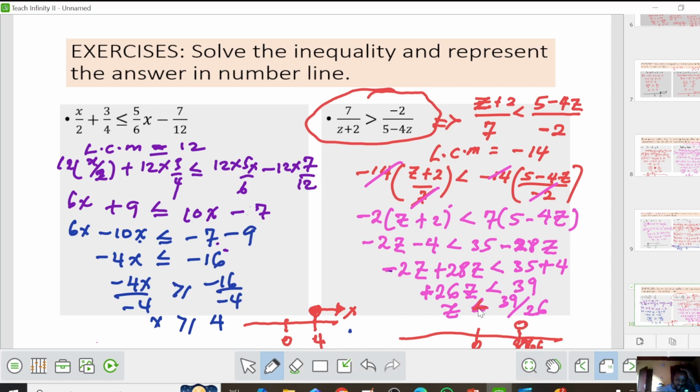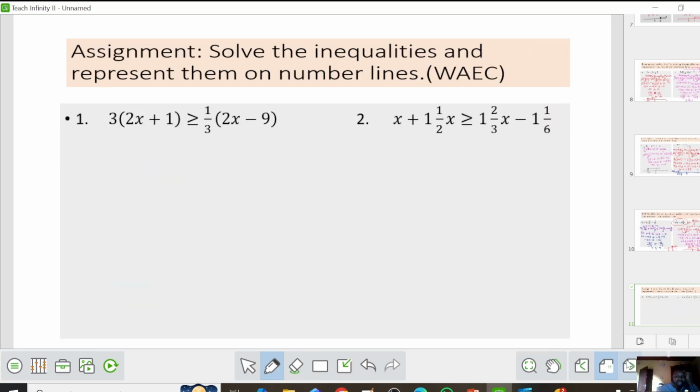And it's strictly less than. There's no equality sign, so it is less than. It will go to the left. The arrow here will go to the left, and you put your arrow and you put x. Alright, that's the solution to that.